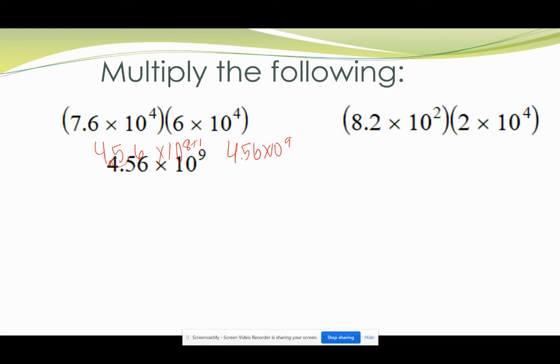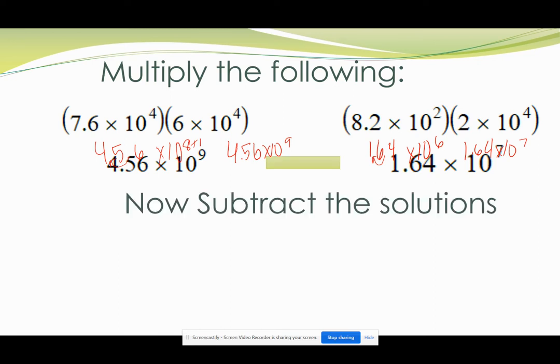So we're going to do 8.2 times 2, which gives me 16.4. 2 plus 4 is 6. It must be between 1 and 10, so I move it over. And I get 1.64 times 10 to the 7th, which is the answer down there.